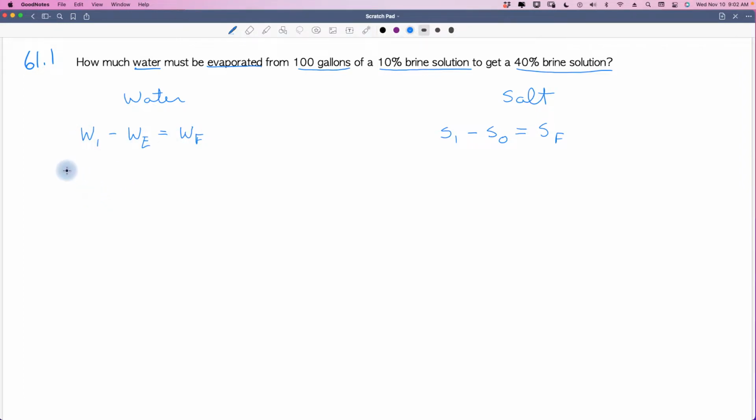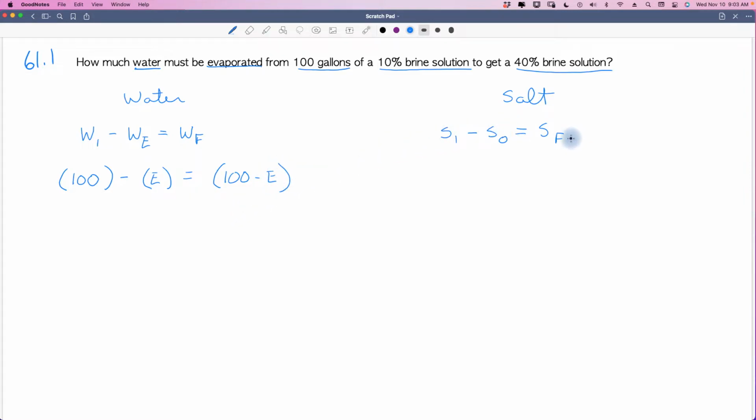So let's think about this for a minute. Let's make our buckets. So we start with 100 gallons of a brine solution, right? So that's going to include water. So we start with the total amount. And then we have this bucket here, and this is going to represent what's evaporated. And then the final quantity is just going to be the 100 minus whatever was evaporated, right?